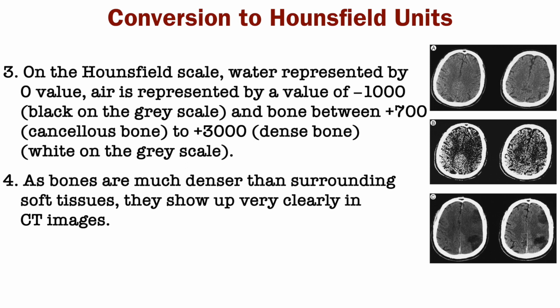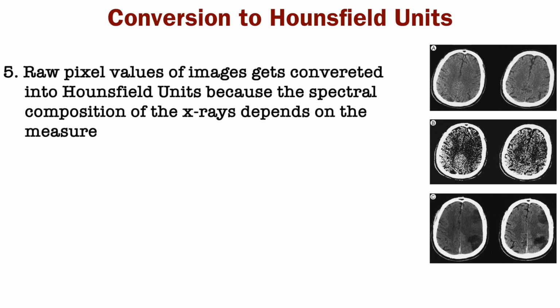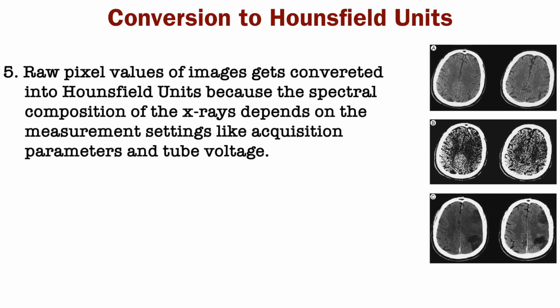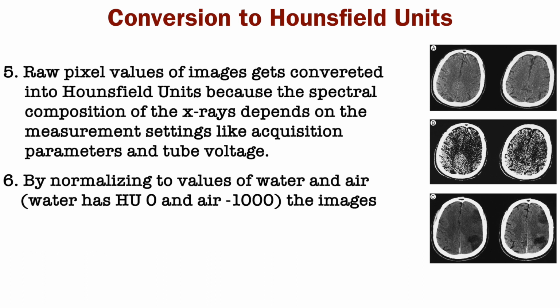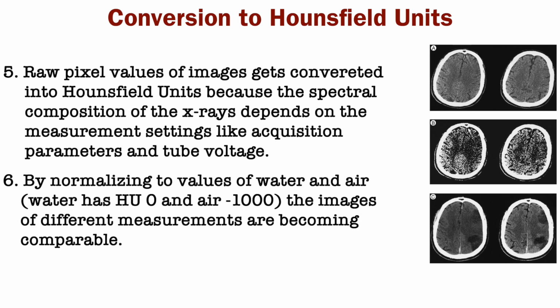Now, the raw pixel values of images get converted into Hounsfield units because the spectral composition of the X-rays depends on the measurement settings like acquisition parameters and tube voltage. By normalizing the values of water and air, where water has HU 0 and air has HU minus 1000, the images of different measurements become comparable.